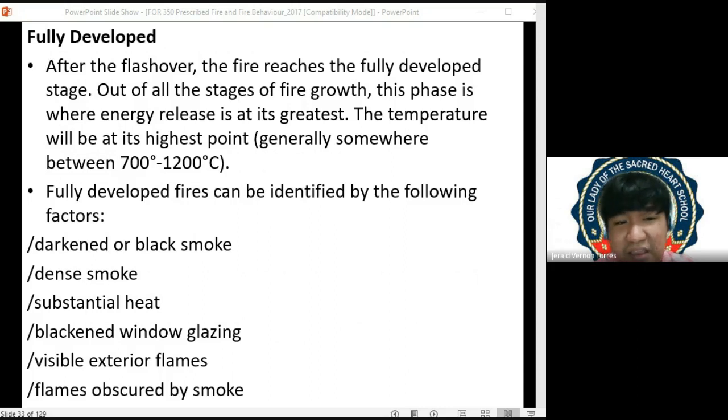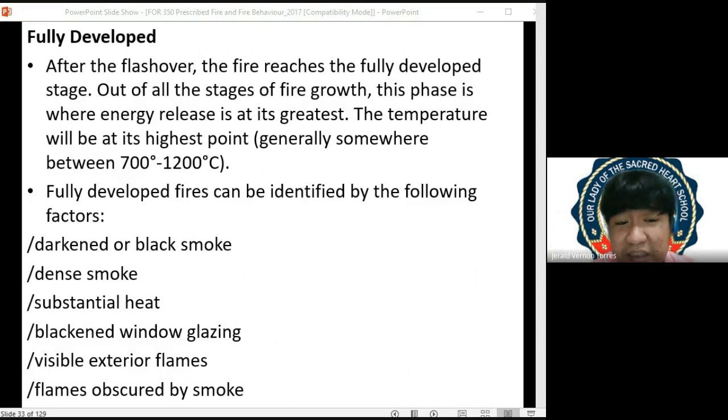Medyo napaka-dangerous na in terms of temperature. So ito yung mga signs niya: black smoke, dense smoke, very mataas ang temperature, substantial yung heat, black na yung window glazing, hindi mo na nakikita yung exterior, and also hindi mo na nakikita yung area due to very thick smoke. Tapos, kitang-kita mo yung exterior flame. Meron tayong exterior flame at hindi mo na nakikita yung smoke. It is being engulfed by the flames already at this point.